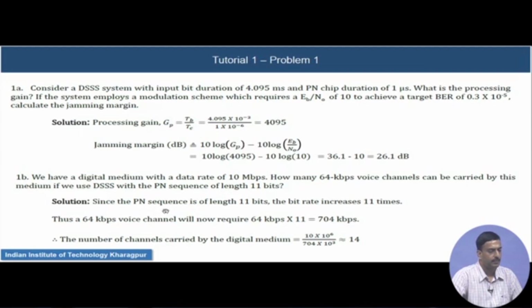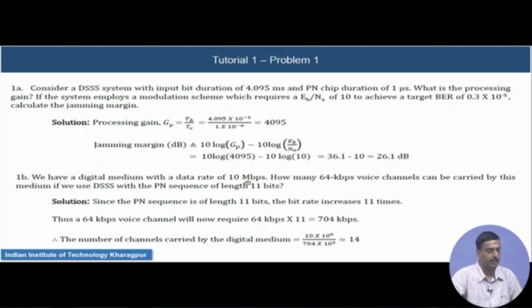So we see that since the PN sequence is of length 11 bits, the original input data rate will now be multiplied by this factor 11, which we call the spreading factor. So for every voice channel, we have 64 times 11, which is 704 kbps data rate that now needs to be supported.